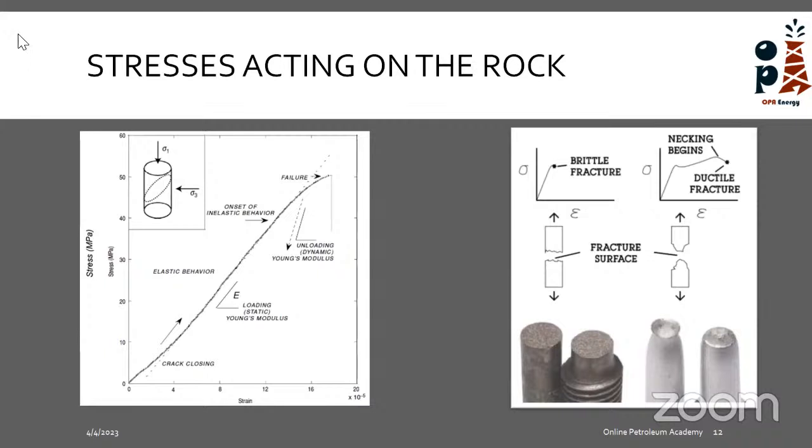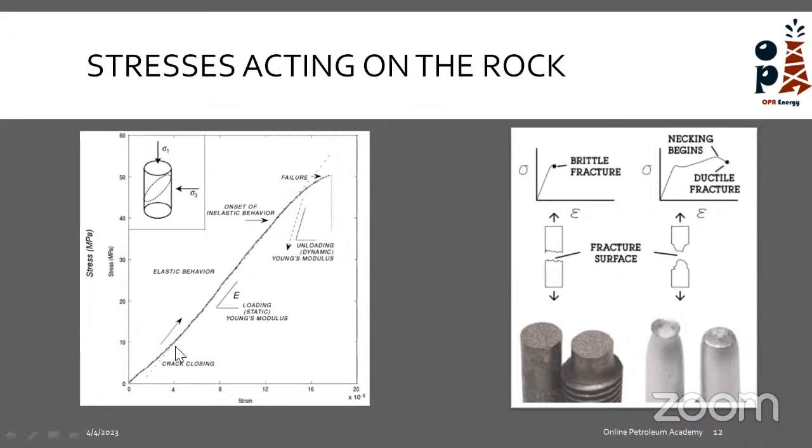So when you apply axial load or axial stress on the rock, it will start shortening because the stress is acting on it. By measuring how much deformation the stress has caused, you can measure the strain, and of course you are applying the stress, so you know the stress you are applying on the rock. In the beginning, when you plot stress versus strain, you will have this diagram.